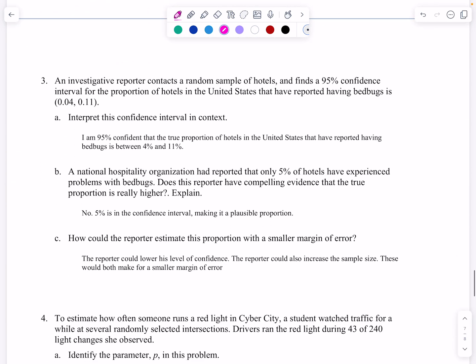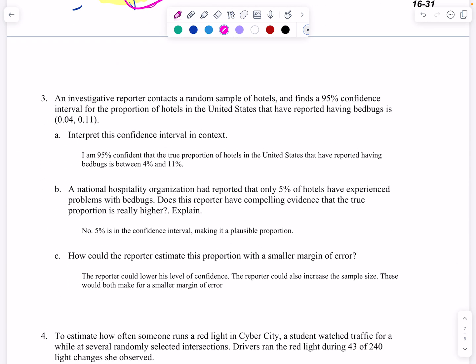Okay, so when this next one asks you to interpret the confidence interval, guys, we've done this a bunch of times. I'm 95% confident the true proportion of hotels in the United States having a report is between 4 and 11% because I have 4 and 11%. So you're just going to lift this directly from the actual context of the problem.